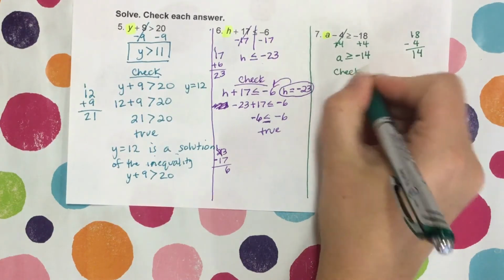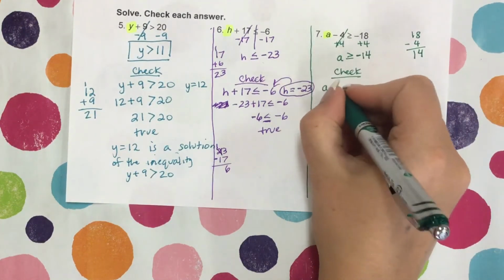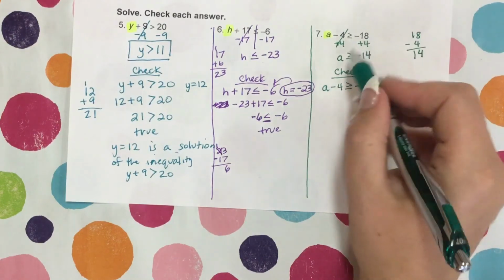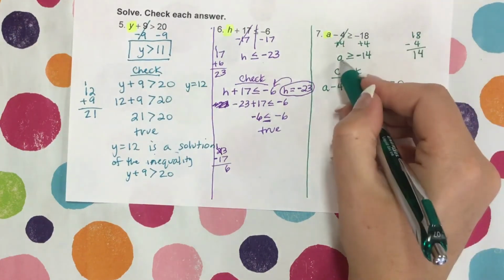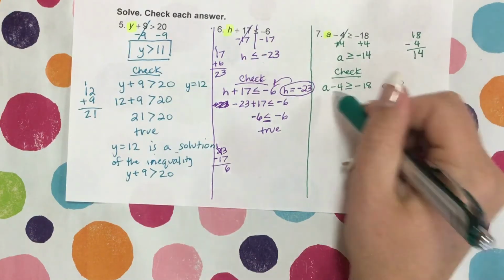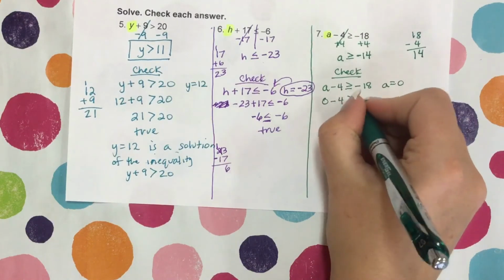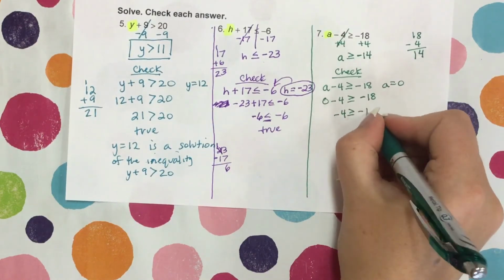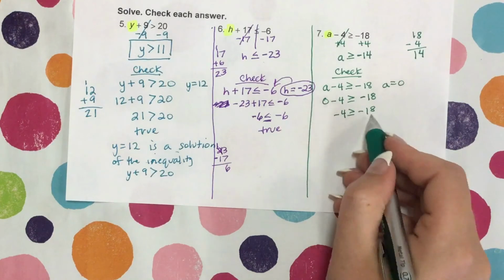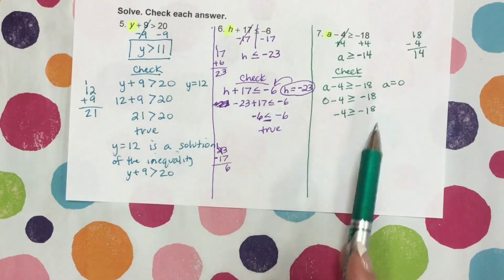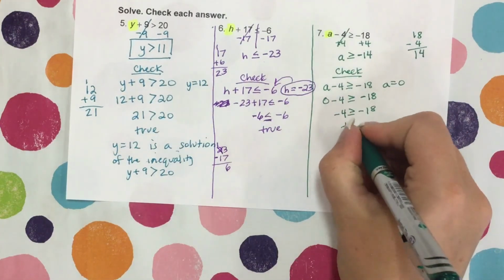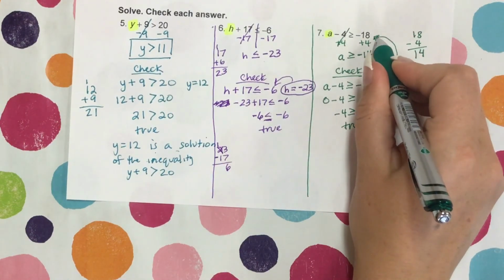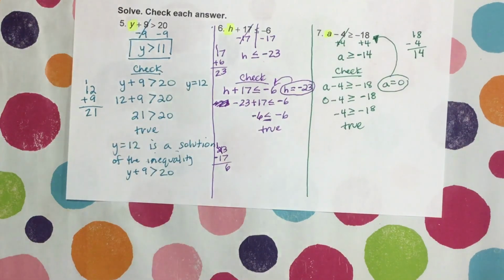So I'm going to check it. Rewrite the inequality. a minus 4 is greater than or equal to negative 18. And I'm going to pick one that's really, really super easy. How about a equals 0? Okay, 0 is greater than negative 14. So I'm going to stick in 0 for a. 0 minus 4 is greater than or equal to negative 18. And then that's just negative 4. And negative 4 is greater than or equal to negative 18. So negative 4 is closer to 0 than negative 18 is. So this is a true statement, which means that a equals 0 is a solution to the original inequality right there. All right, if you got those right, great job, and we will see you next time.